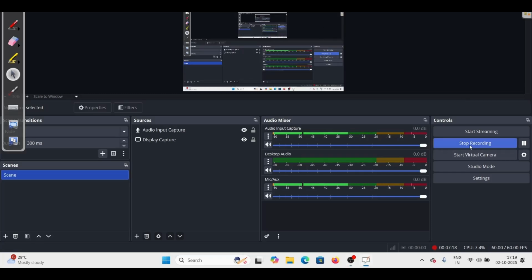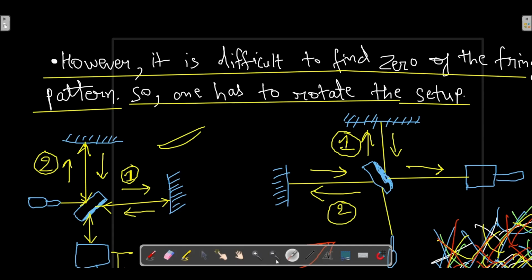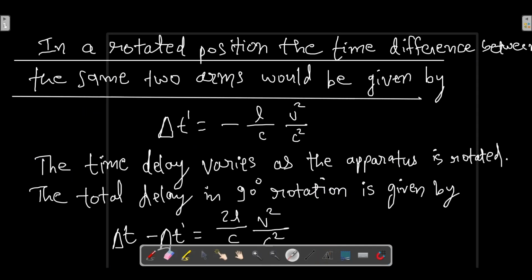In the next segment we will move further in this lecture itself. After rotation by 90 degrees, the perpendicular and parallel arms will get interchanged. We have already seen this: the parallel arm will become perpendicular and the perpendicular arm will become parallel, as in the previous segment of this lecture.